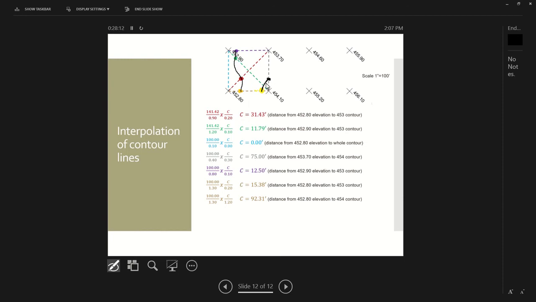This contour is 454. If I kept going and we started drawing this in, this contour would probably do something like this, okay, for the 454 contour. And then I would pick up the 455 contour, and it's going to be something like this. Okay, so that'd be like the 455 contour.